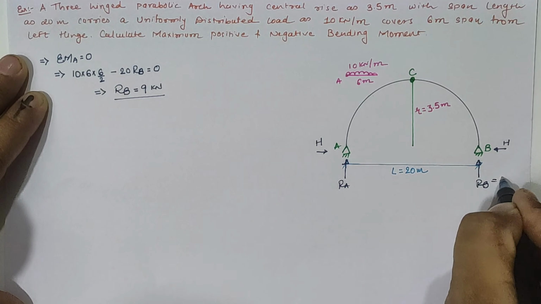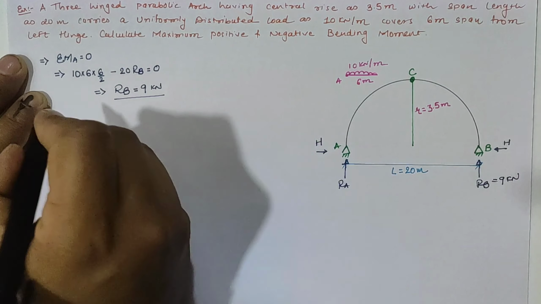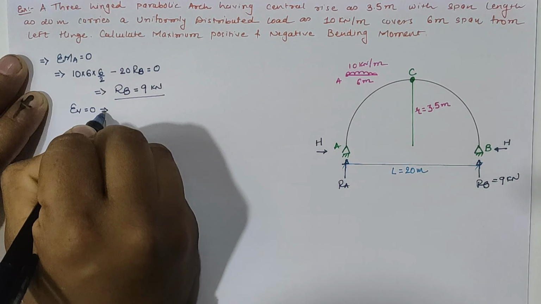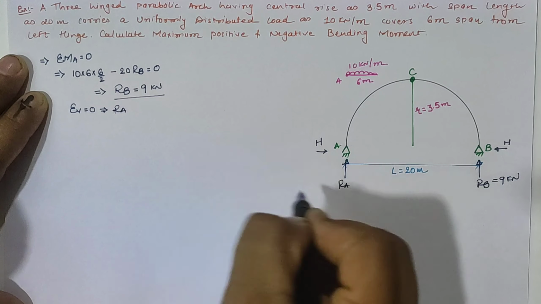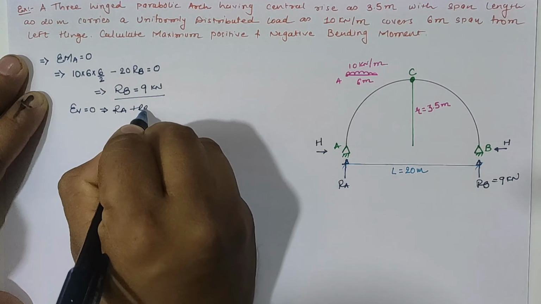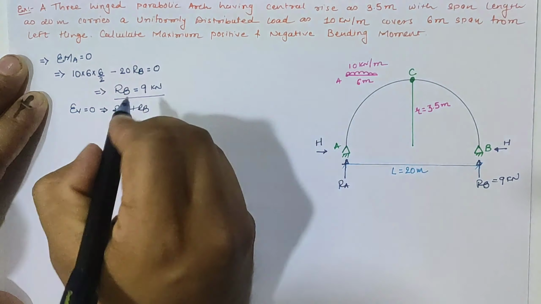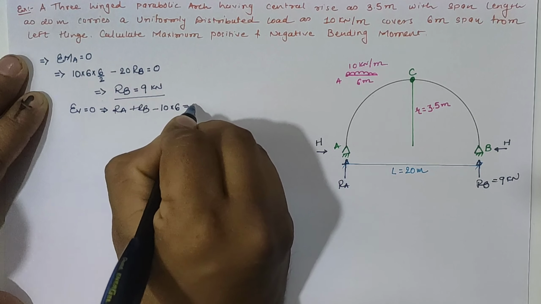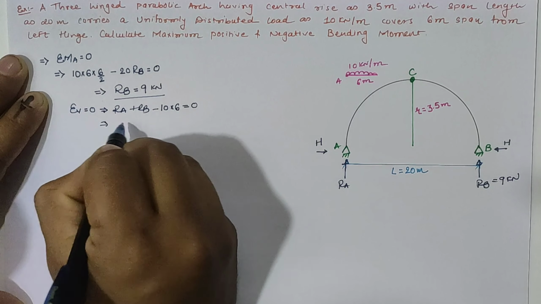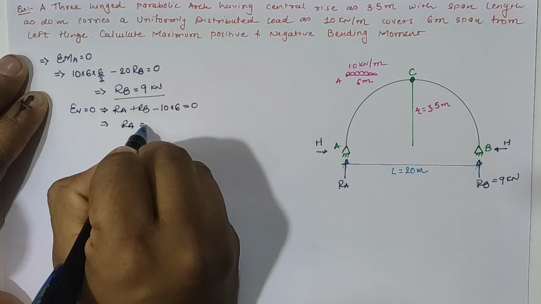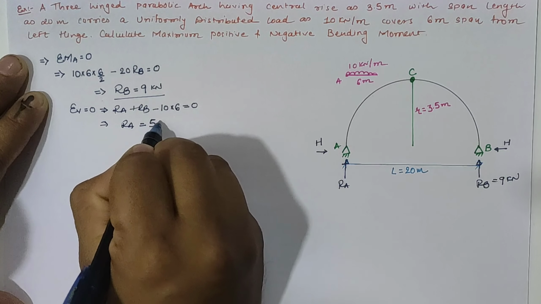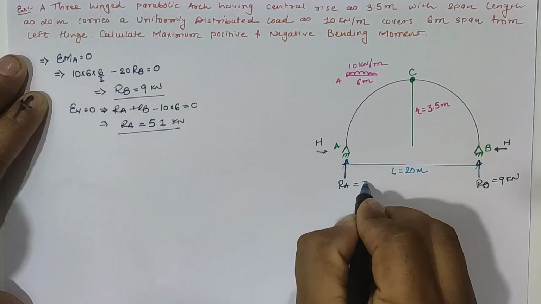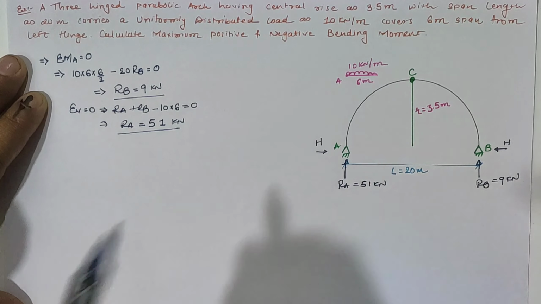So our value is 9 kilonewton, and if we take sigma V equal to 0, it means RA in the upward direction plus RB in the upward direction minus the UDL into distance in the downward direction is 0. Hence RA value is equal to 51 kilonewton. So our RA value is 51 kilonewton.